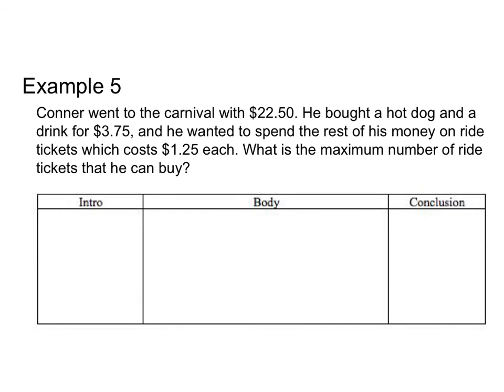All right, example number 5. Connor went to the carnival with $22.50. He bought a hot dog and a drink for $3.75. He wanted to spend the rest of the money on ride tickets, which cost $1.25 each. What is the maximum number of ride tickets that he can buy?